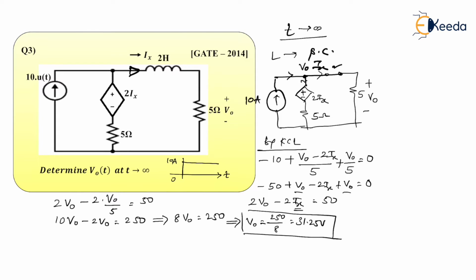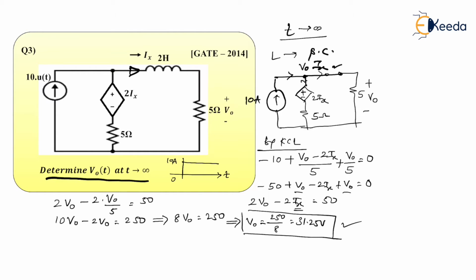So in this problem, they asked us to calculate V naught at t tends to infinity. What we did, without pre-assuming or considering initial conditions, was directly go for t tends to infinity. In previous videos, we have solved such problems where, when t tends to infinity comes, you don't have to go for initial conditions. So I have directly calculated V naught at t tends to infinity. When they say determine V naught at t tends to infinity, it is simply 31.25 volt.